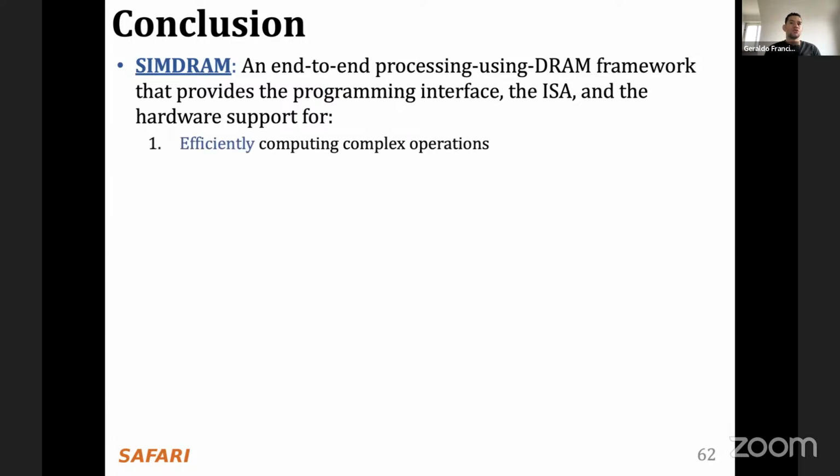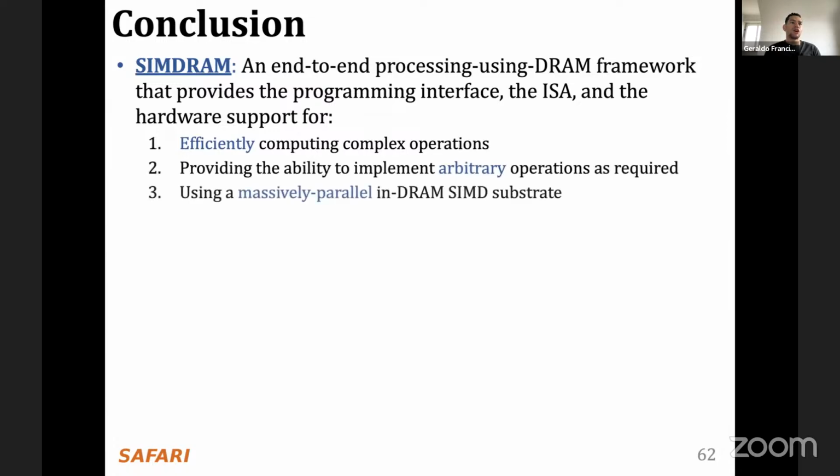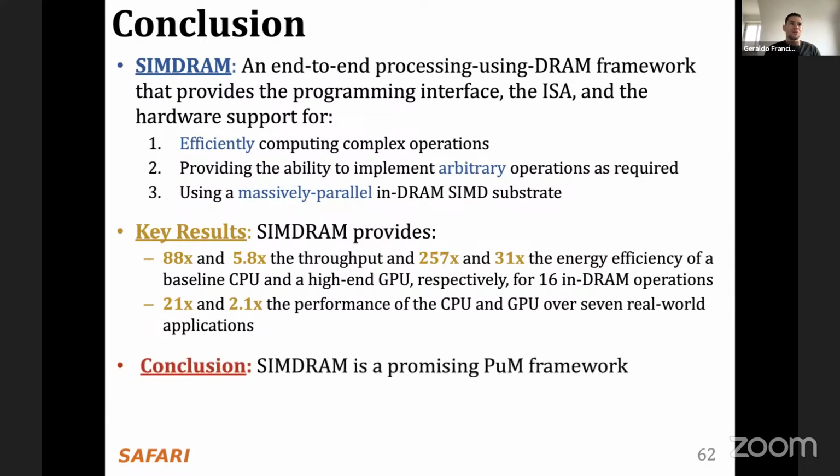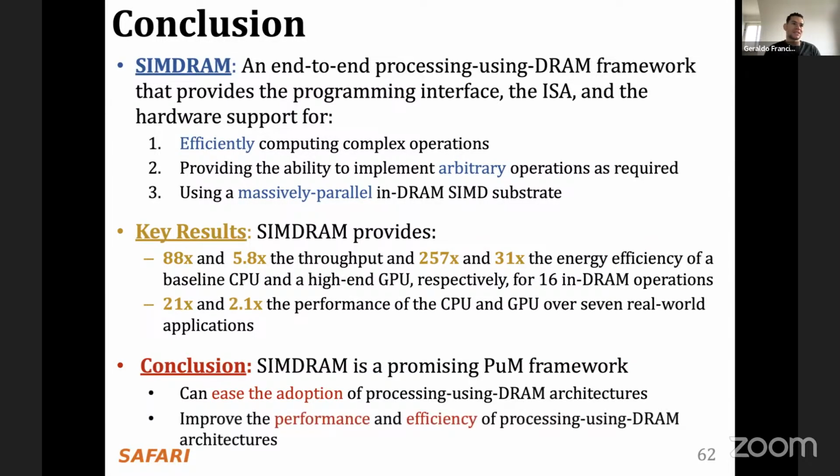Our evaluation shows that SIMDRAM significantly outperforms state-of-the-art CPUs and GPUs and state-of-the-art processing-using-DRAM substrates. So SIMDRAM is a promising processing-using-DRAM framework which can ease the adoption of processing-using-DRAM architectures while improving the performance and efficiency of such architectures. So this concludes my talk.